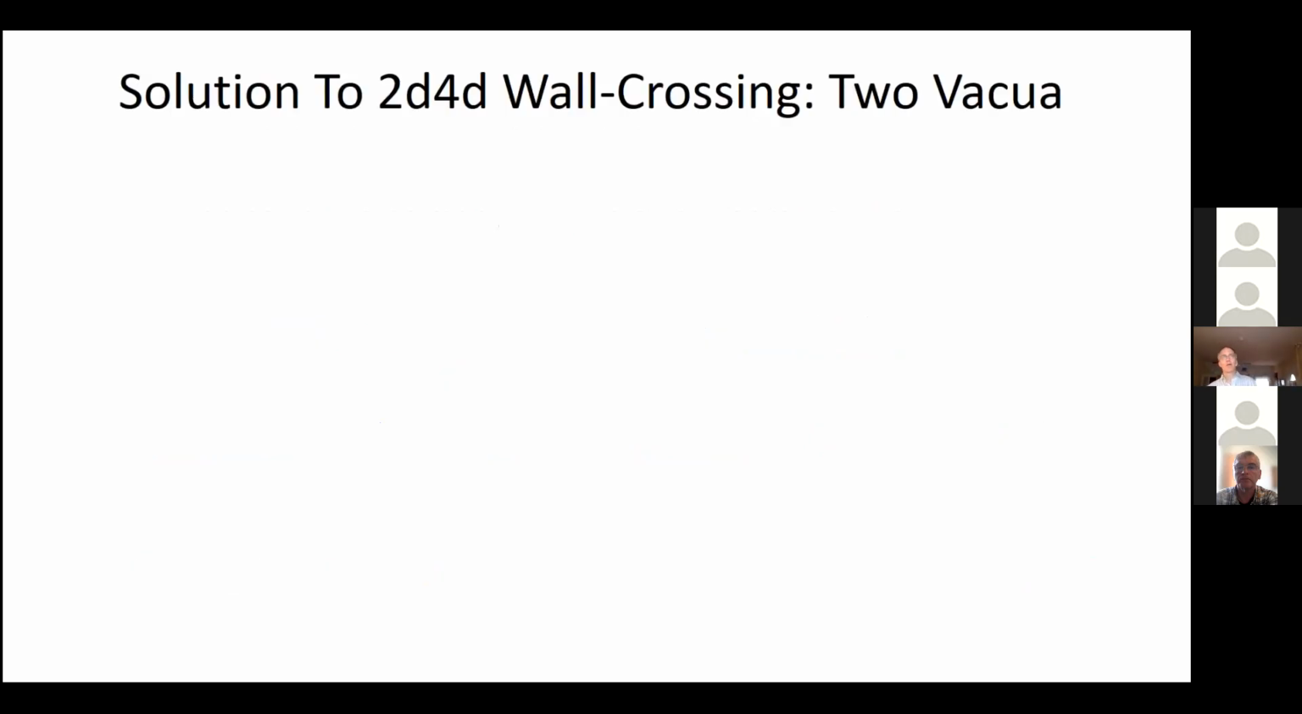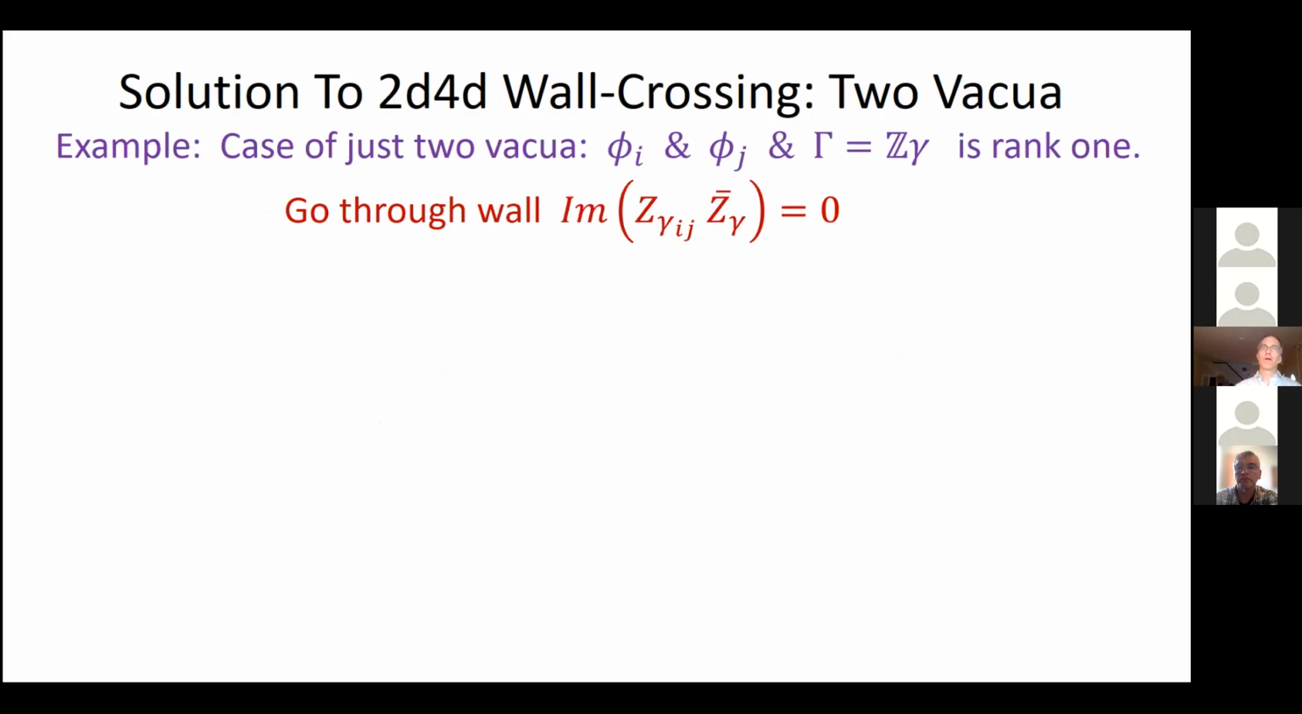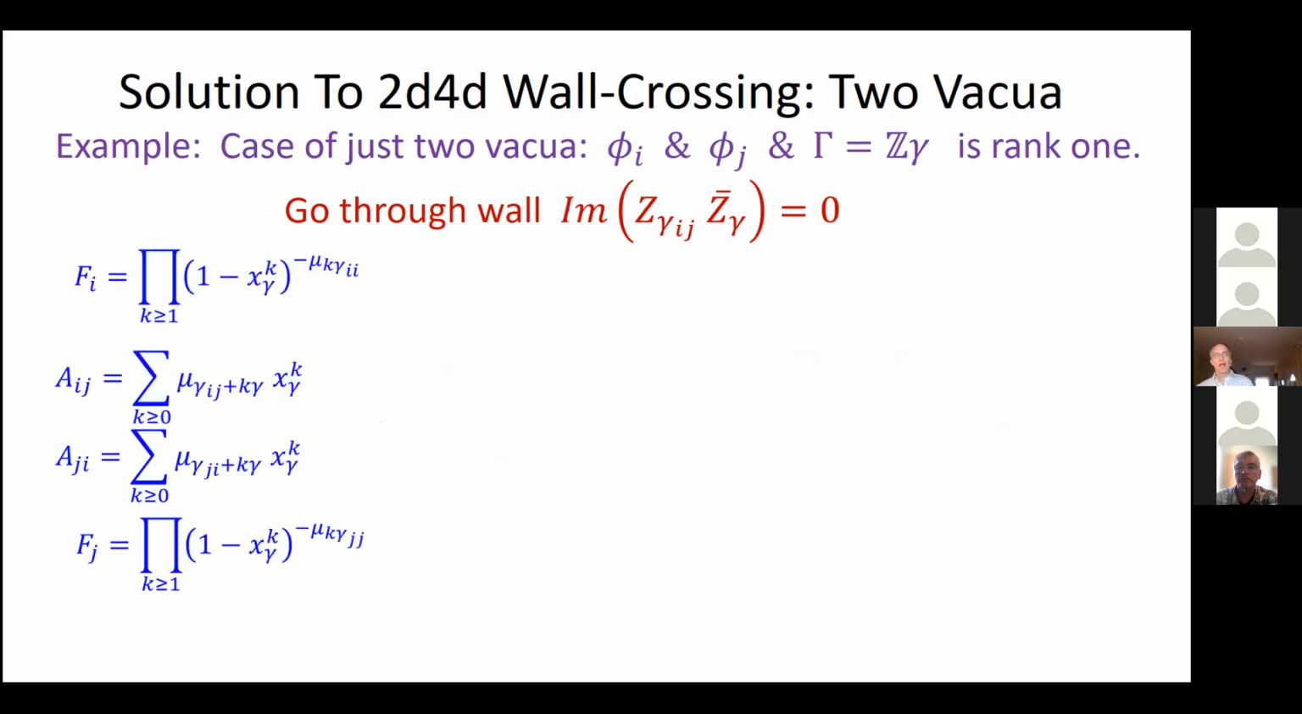So let me show you an example of the 2D-4D wall crossing formula at work. Let's consider the case with two vacua and a rank one deck group and go through this wall. And then this is what happens. So this is the general solution of that wall crossing statement. So we arrange all the BPS indices, in the case where we have periodic solitons, to form a kind of Fock space type character.